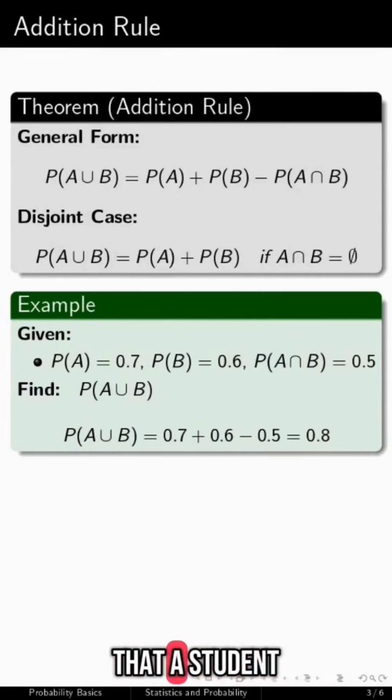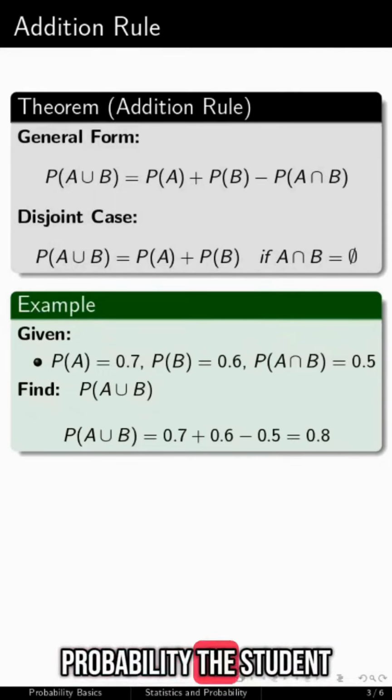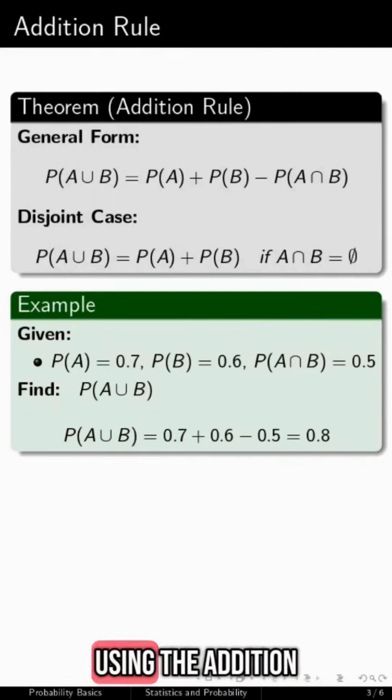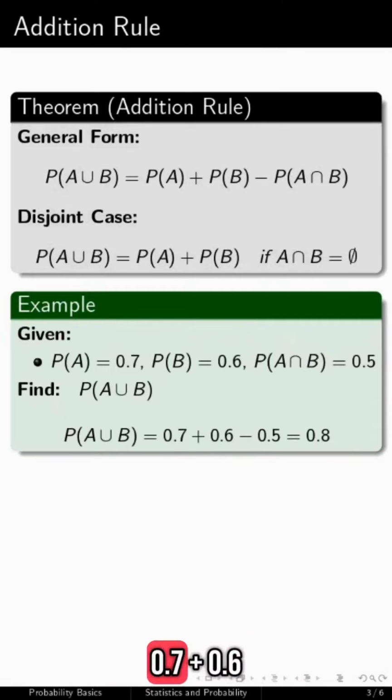The probability that a student passes math is 0.7. The probability that they pass English is 0.6. The probability they pass both is 0.5. What is the probability the student passes at least one subject? Using the addition rule, we get 0.7 plus 0.6 minus 0.5, which equals 0.8.